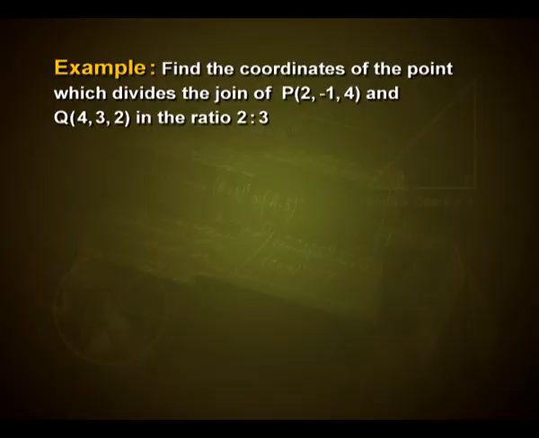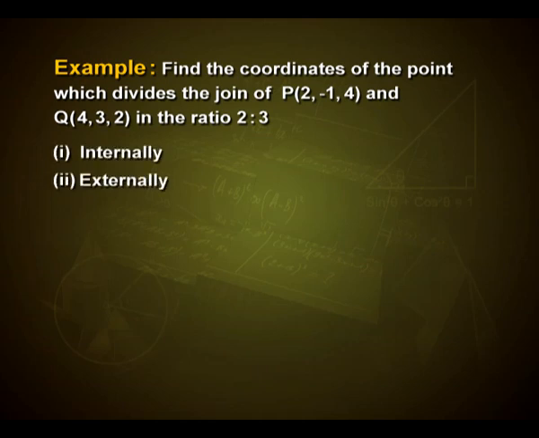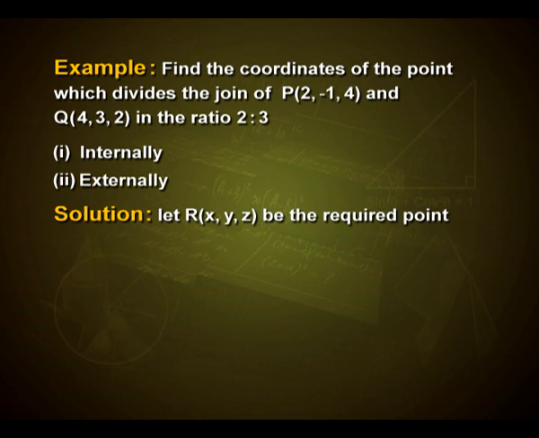Now, let us solve an example to understand the application of section formula for the internal as well as external division. Find the coordinates of a point which divides the join of point P (2, -1, 4) and Q (4, 3, 2) in the ratio 2 is to 3. First is internally and second is externally.